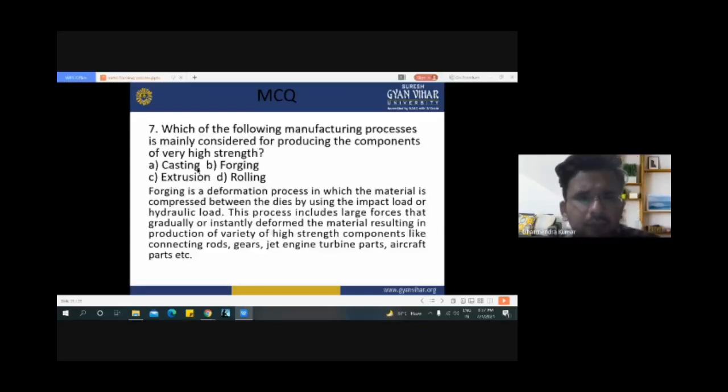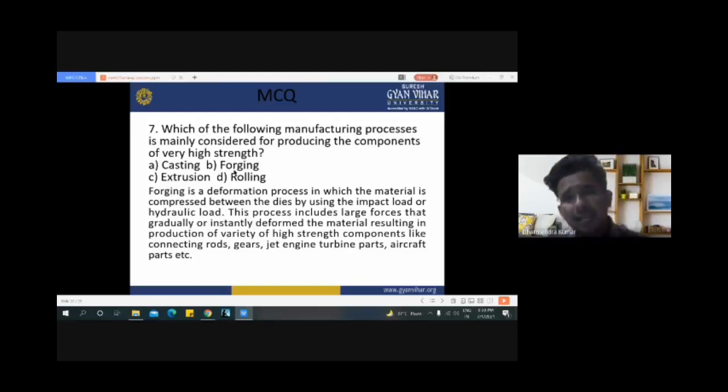The next question is: which of the following manufacturing processes is mainly considered for producing components of very high strength? If you're talking about strength, in the casting process we simply cast the component into a die. In the forging process we use hammers, either in closed die forging or in open die forging. In the extrusion process, we simply squeeze the material by applying force on the ram. And in the rolling process, there are two, three, or four rolls which transform materials into sheets.